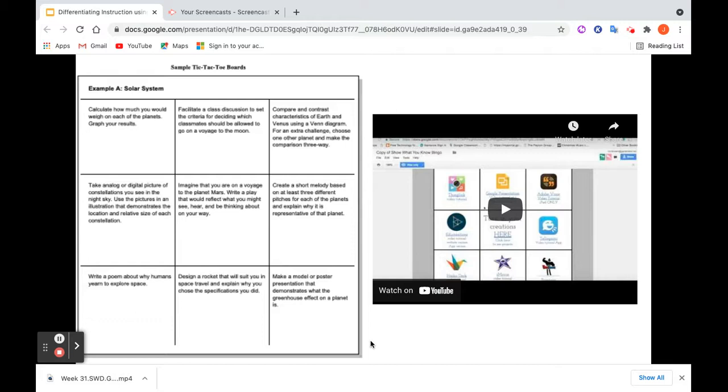Still, another way to use tic-tac-toe boards is to organize choices for two levels of readiness on the same board, then prescribe who would do which group of activities.